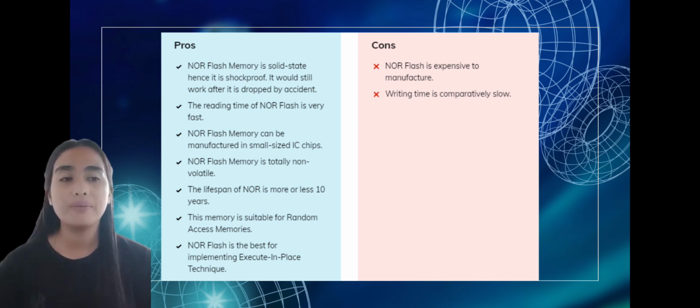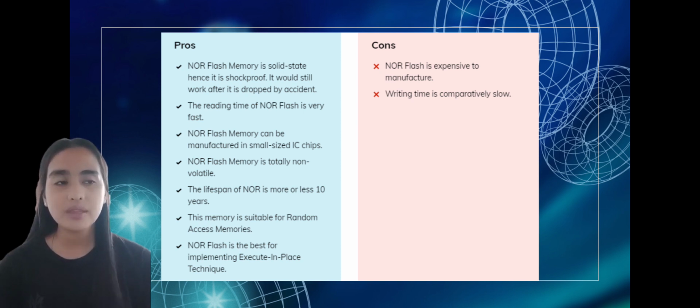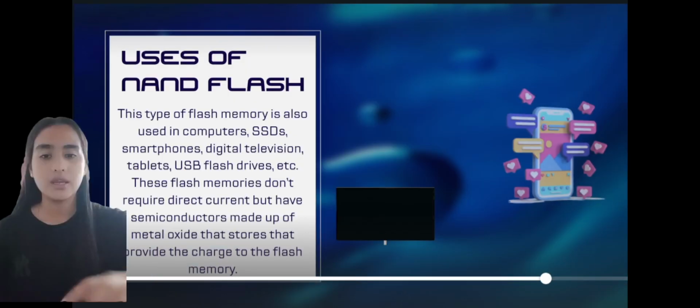The lifespan of NAND is more or less 10 years. This memory is suitable for random access memories. NAND flash is the best for implementing the execute in place technique. Cons: NAND flash is expensive to manufacture. Writing time is comparatively slow.